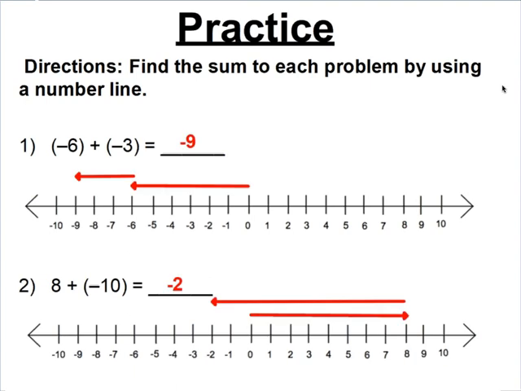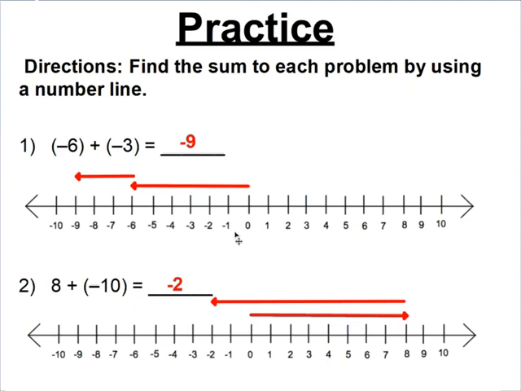As you can see, negative 6 plus negative 3 equals negative 9. The first arrow started at 0 and went 6 spaces to the left to get to negative 6. Since the second integer is negative, it continued moving left 3 more spaces to get to negative 9, which is the answer to the problem.